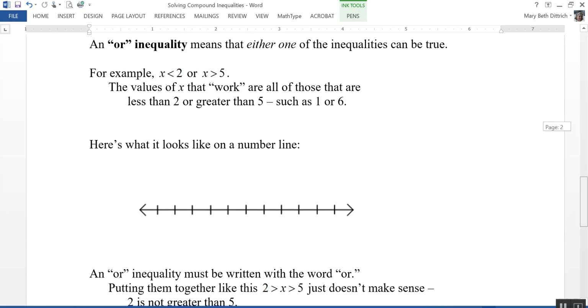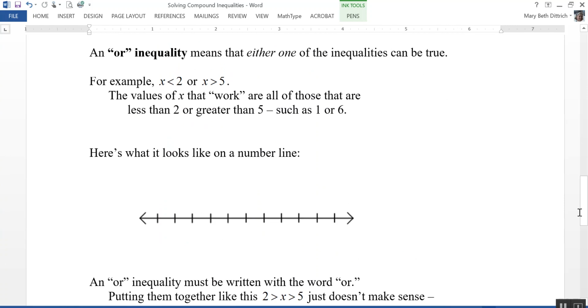An or inequality means that either one of the inequalities can be true. So for example, x is less than 2 or x is greater than 5. The values of x that work in this compound inequality are all of those that are less than 2 or greater than 5, such as 1 or 6. Let's take a look at what that looks like on a number line.